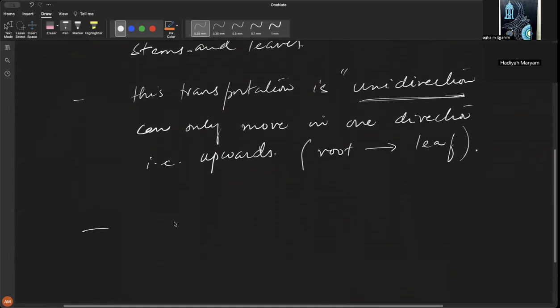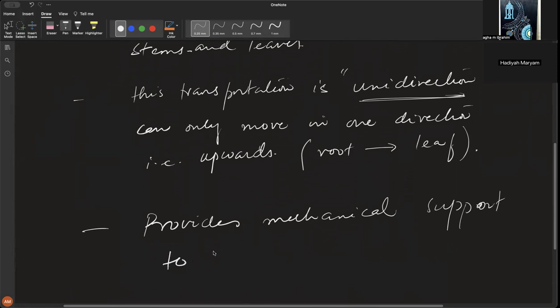Third important point when we talk about function is that it provides mechanical support to the plant. Provides mechanical support to the plant or for the plant? No, no. Is it clear? The function.